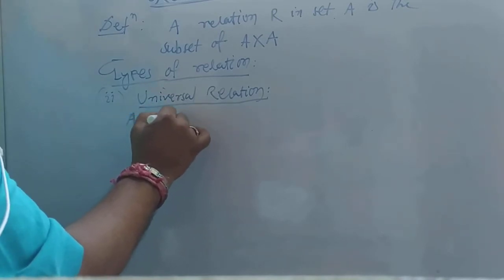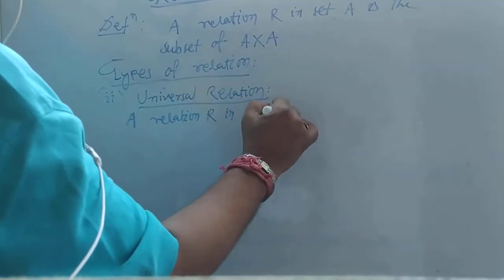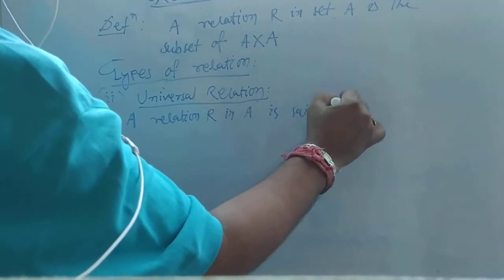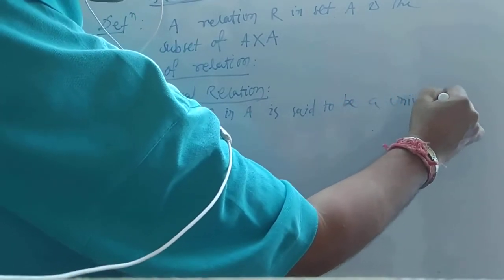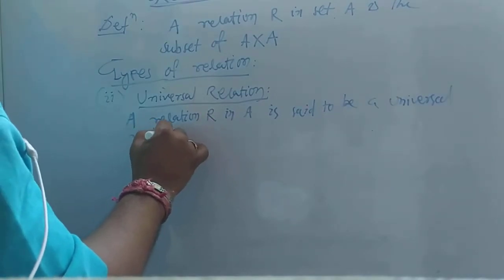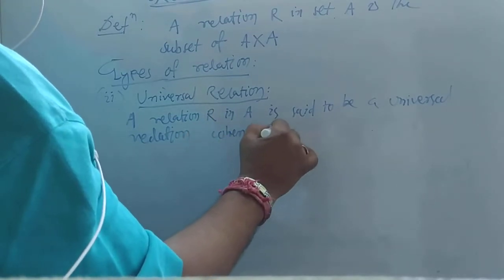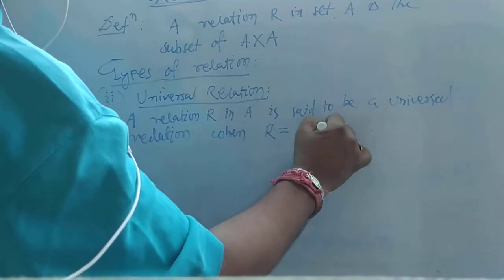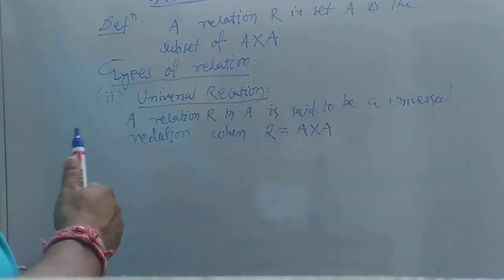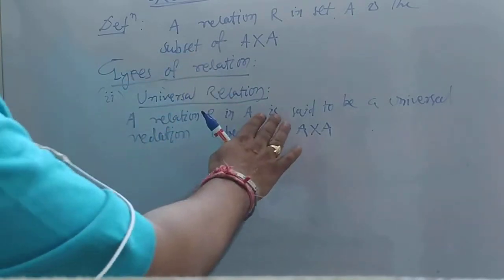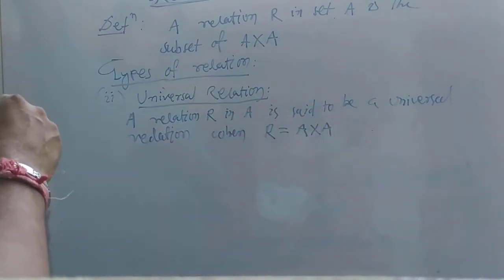A relation R in A is said to be a universal relation when R is equal to A cross A. As I have said, the relation is always a subset of A cross A. But when the complete set of ordered pairs of A cross A belongs to the relation, then it is said to be a universal relation.